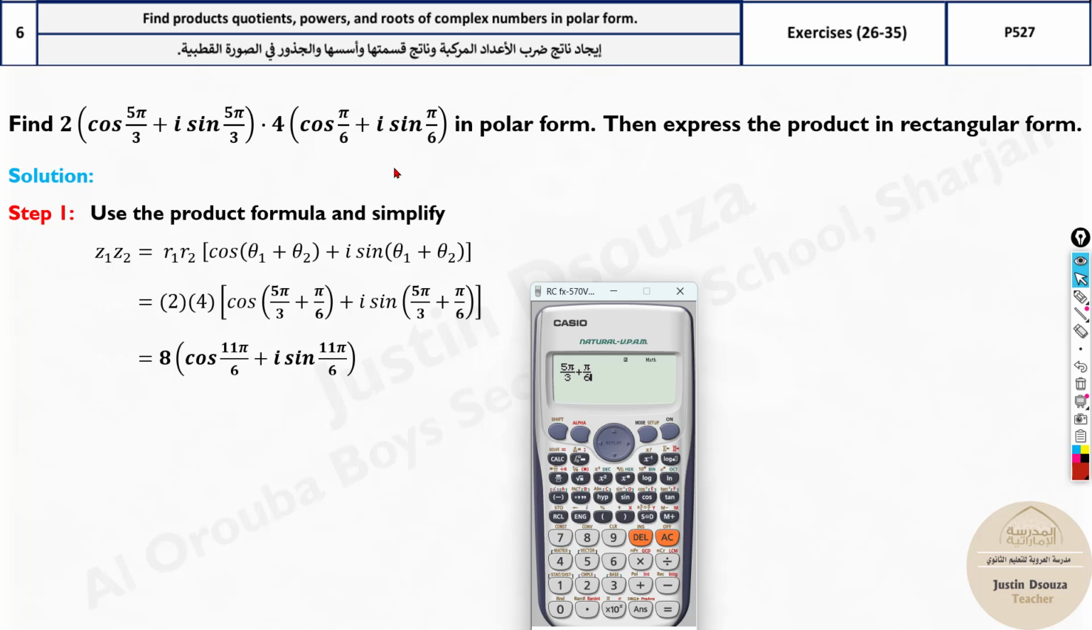The theta for both the things, see over here, the cos and sine will be the same. So if you do it once, it's enough. This is the answer for both. But what about this part, the conversion to rectangular form?